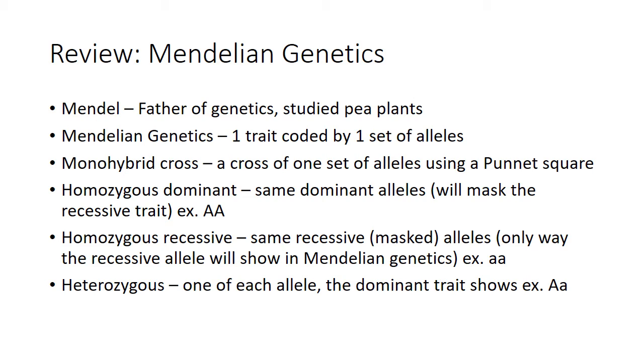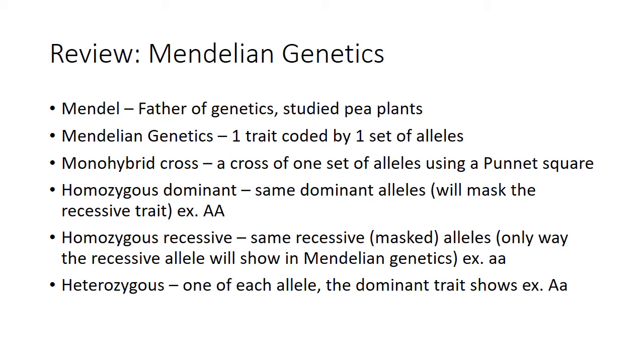A monohybrid cross. This is a cross of one set of alleles using a Punnett square. So this is your big T, little t crossing with a big T, little t and figuring out what's in the middle. You get four squares, four possible children, and that's what we see.